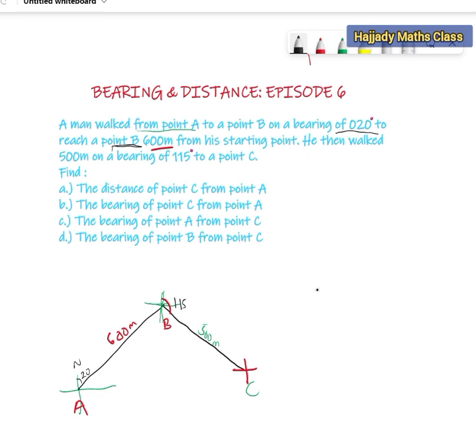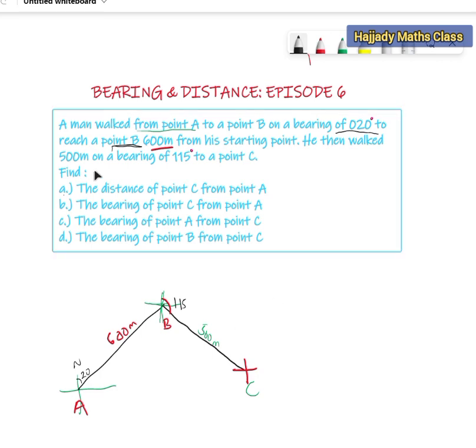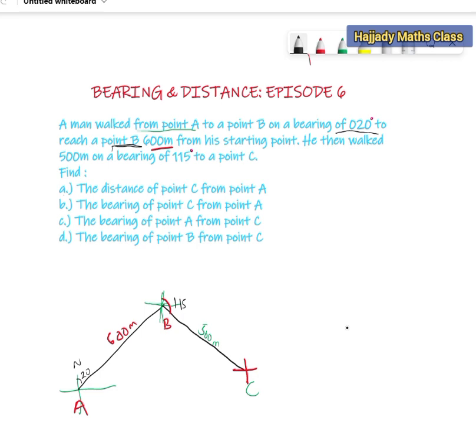Now, the first question says that the distance of point C from point A. So that means there's a need for us to do what? To join these together. So joining these together, just hope my hand is going to be straight this time around. Good. Just pardon my handwriting. So we want to get this. Let me call this my X. That is the first question.